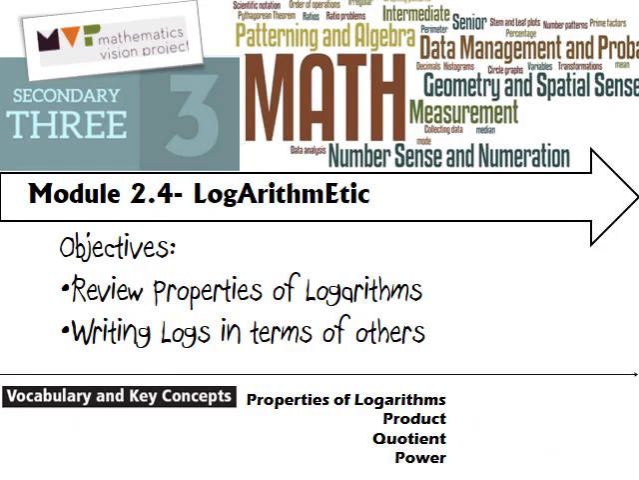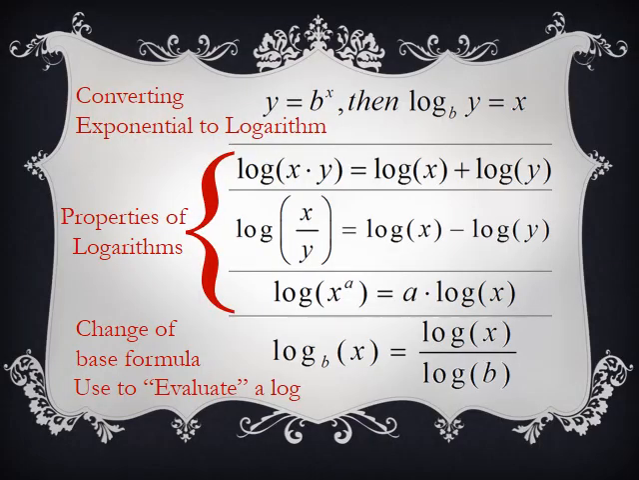In 2.4, we are going to be looking at properties of logarithms again, and then writing logs in terms of others. This is kind of complicated at first, but it's really not that bad. So let's get started. Don't forget our properties. This is on the back side of your stamp sheet. Make sure that you understand them completely, especially by the time it comes to the test.